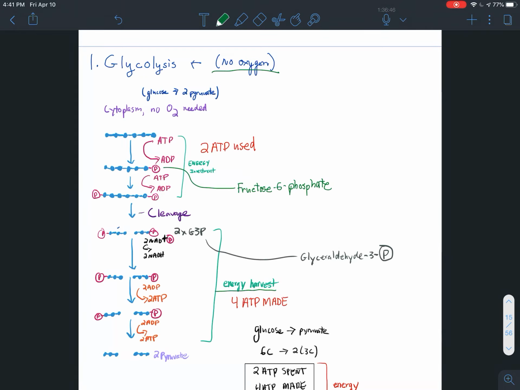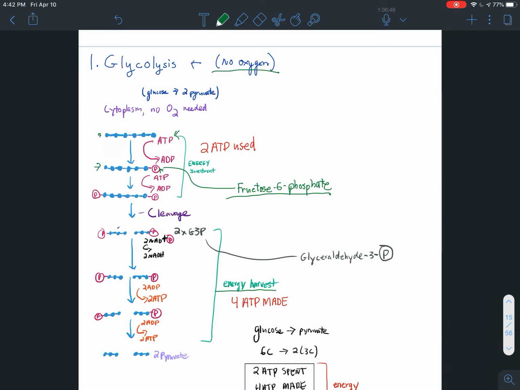We first rip off one phosphate group of an ATP molecule and attach it to glucose as energy investment. This makes a molecule that has 6 carbons, the glucose molecule, and we attached one of the phosphate groups over here, into the 6 carbon glucose molecule. This is called glucose 6 phosphate.